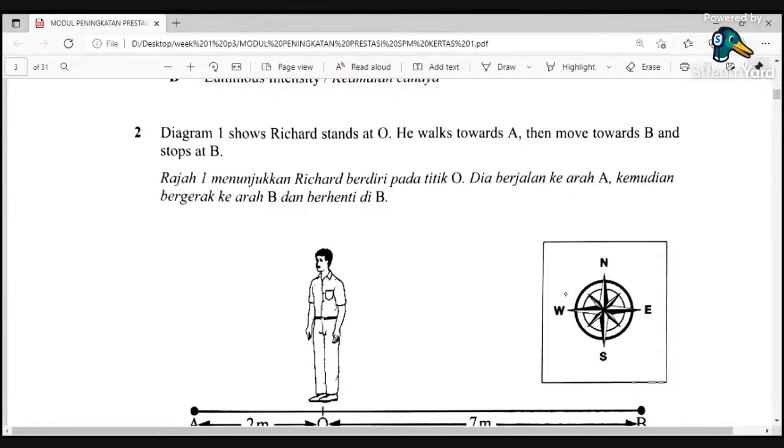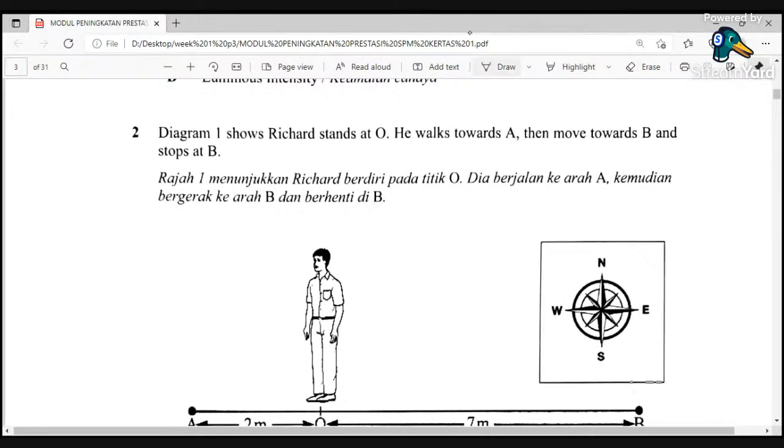So today we continue Kedah Trial SPM Paper 1. Today I want to discuss number 20 to number 40. But before that, I want you all to look at number 2 again. In my previous video, I discussed from number 1 to number 20, but there's a mistake made for number 2.